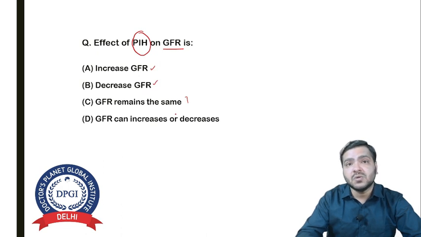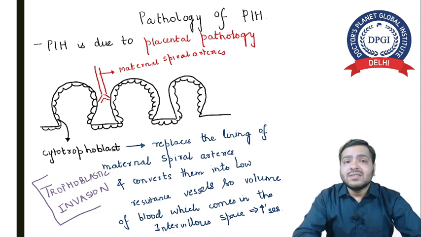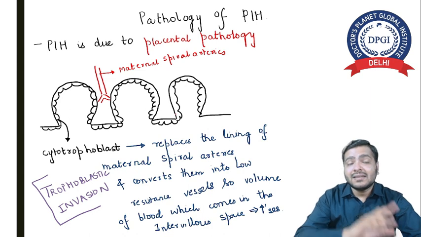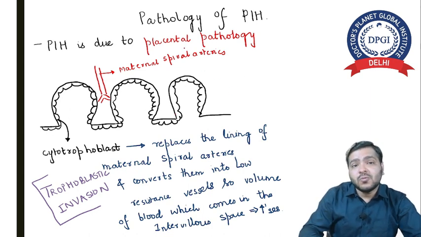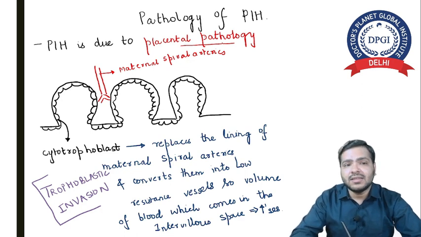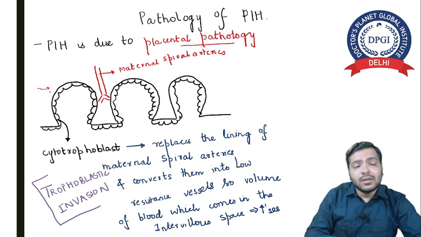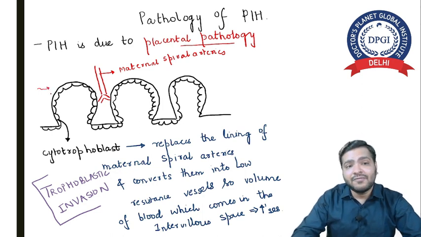in pregnancy induced hypertension. Starting with the pathology of pregnancy induced hypertension, students remember that PIH is always due to placental pathology. Okay, it is always due to placental pathology. And in this particular diagram, I have shown the diagram of a placenta.